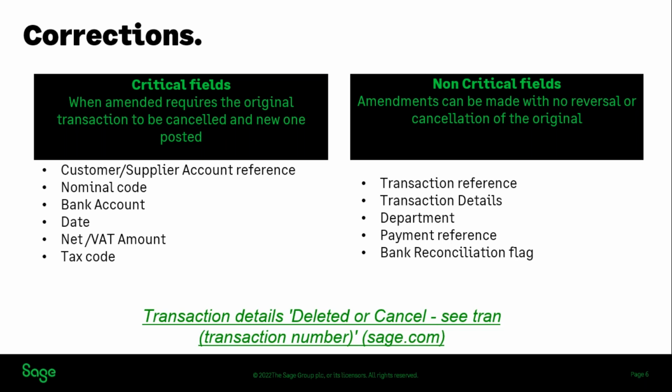The next one is non-critical fields. So you can amend these, and what will happen is the amendment will just take place. There'll be no additional transaction appearing as a result. So non-critical fields are the easy ones to change, and they include things like your reference, the details, the department. Okay, at the bottom there we've got a link to an Ask Sage article. This has more information on what's happened when you've got the option for deleted or cancel, and then see a transaction number in the details field, which I'm just going to demonstrate in just a few moments there for you.